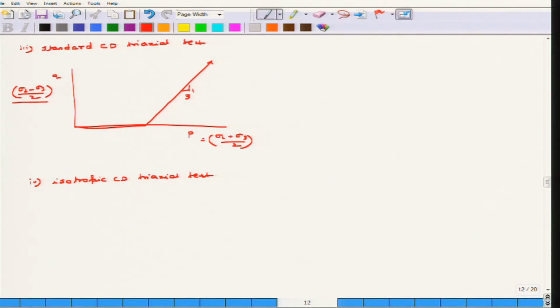So, the isotropic CD triaxial shear test basically gives Q equal to 0, there is only a value of P, and basically from a standard CD triaxial shear test, the Q to P ratio always goes in the ratio 1:3, that has already been discussed in the lectures.